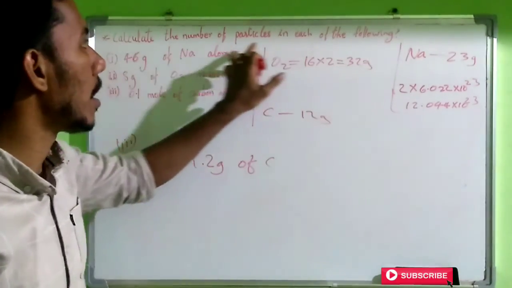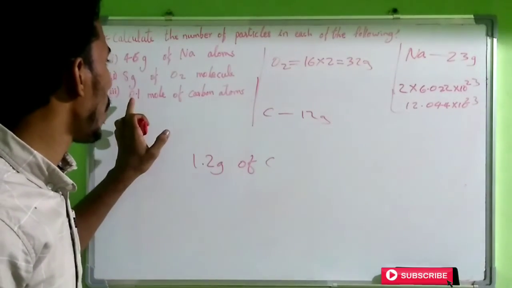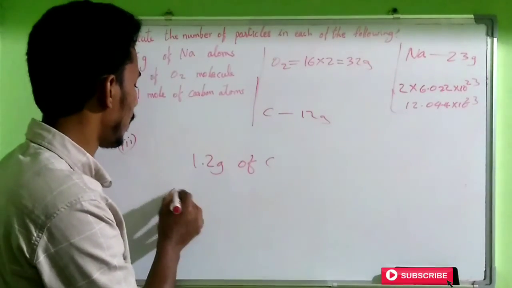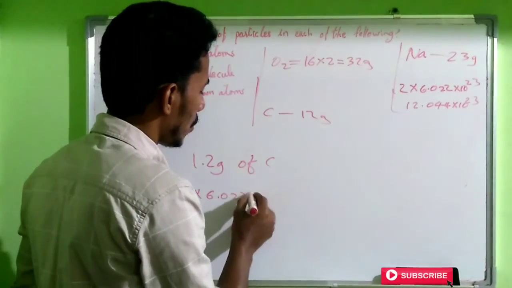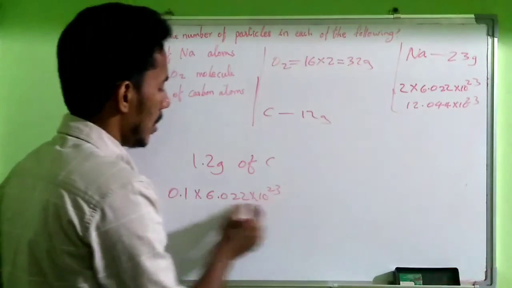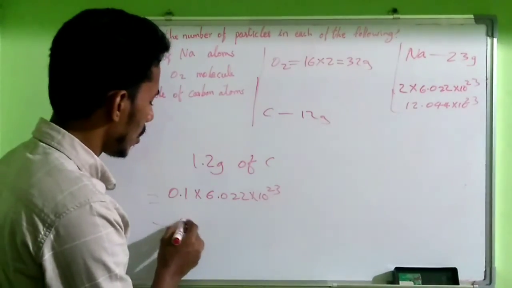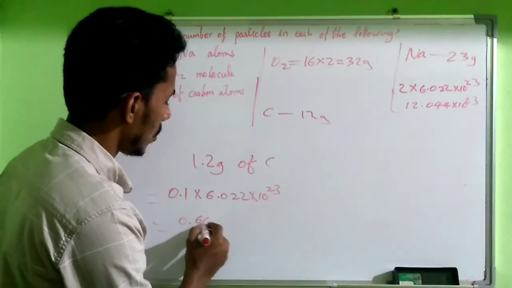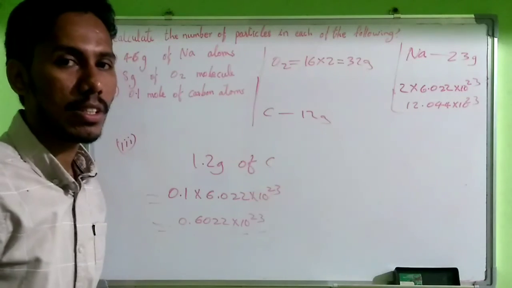Then calculate the number of particles. Number of particles is the question. So 0.1 into Avogadro number, 6.022 into 10 raised to 23, is the answer. 0.1 into this means 0.6022 into 10 raised to 23 is the correct answer.